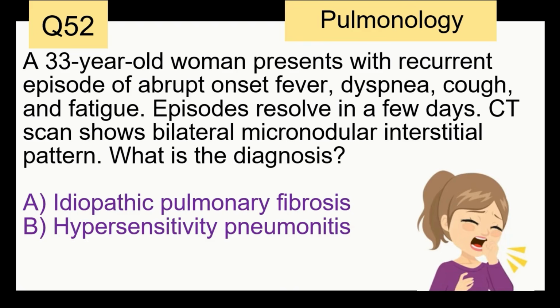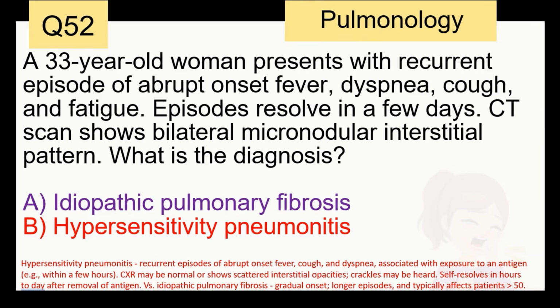52. A 33-year-old woman presents with a recurring episode of abrupt onset fever, dyspnea, cough, and fatigue. Episodes resolve in a few days, and CT scan shows bilateral micronodule interstitial pattern. So it resolves, so this is actually a hypersensitivity pneumonitis, which looks a lot worse than it actually is. But it's interesting that it causes the micronodular interstitial pattern in both lungs. All right, I wrote a little bit about that over here.